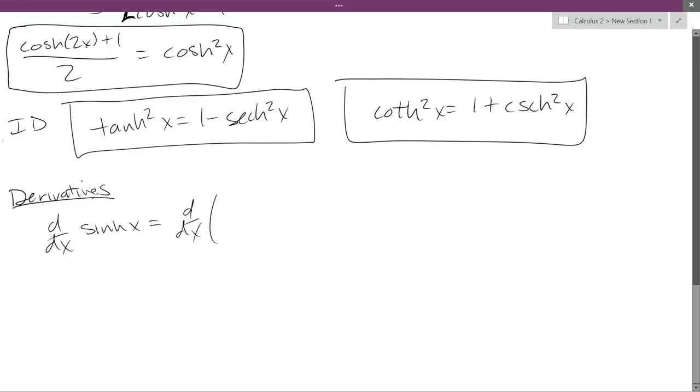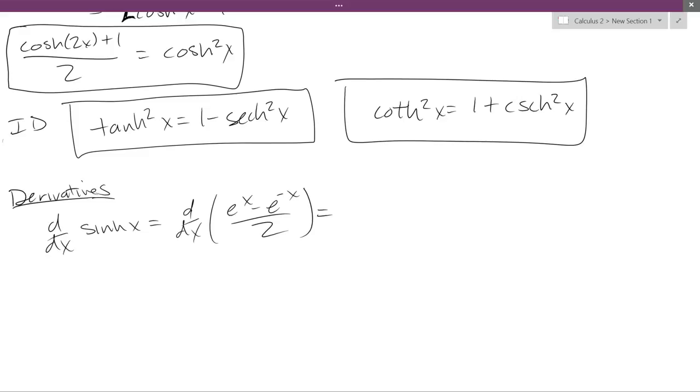So sine, is that the plus? The minus. e to the x minus e to the minus x over 2. All right, this derivative, you could definitely do. It's not a tough derivative. In fact, it's one of the ones that is exceptionally easy.